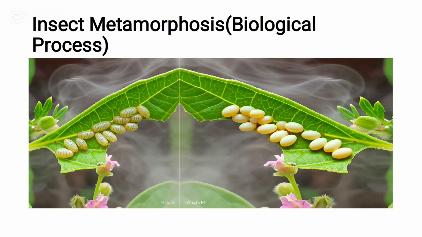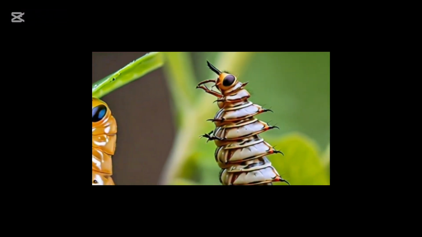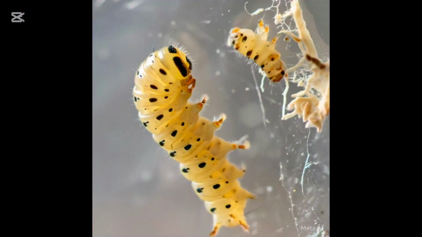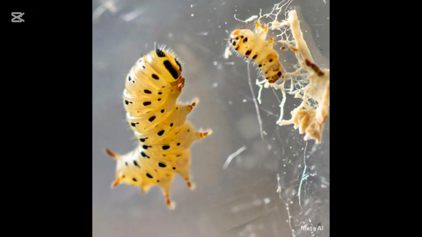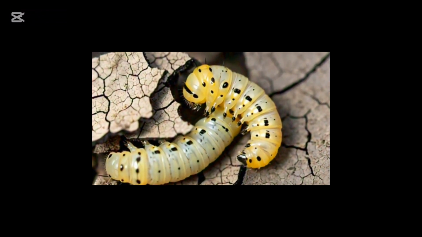All insects during their postembryonic development go on shedding or molting their skin. This process is called ecdysis. The molted skin is termed exuvium. The particular form or shape of an insect between two moltings is known as instar.